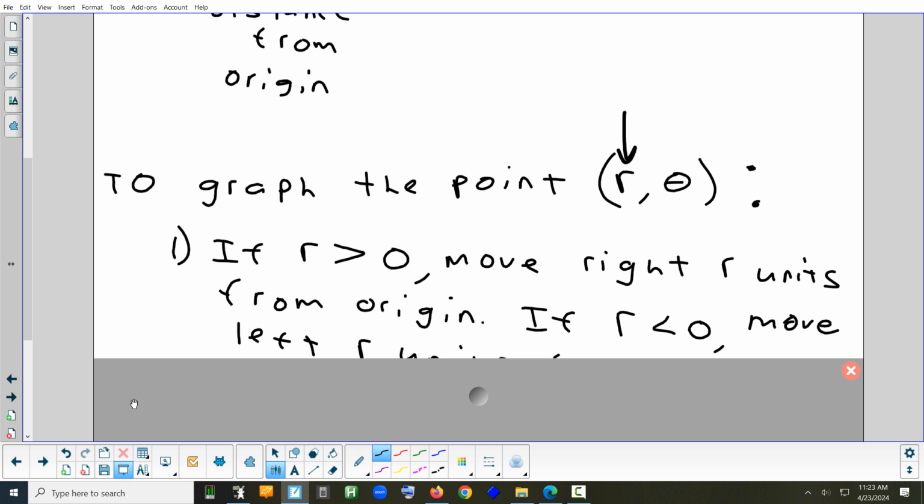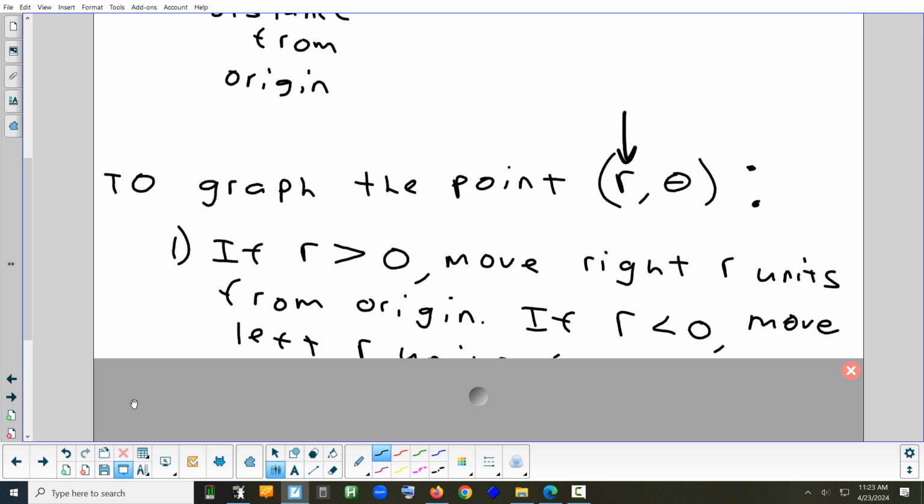In terms of graphing, r is kind of like x. You can pretty much follow the same rules for that part. If r is a positive value, you're going to move from the pole to the right. How far to the right? Whatever r is. R could be a decimal or it could be an integer. It can be fractions. Those are all fine.